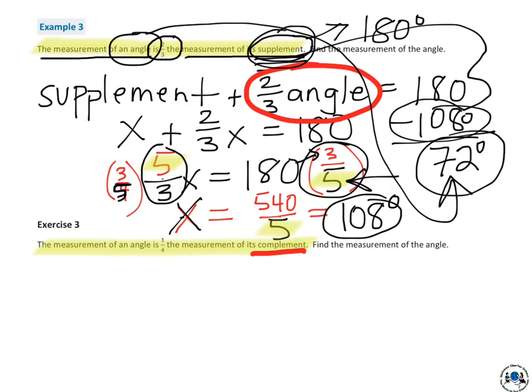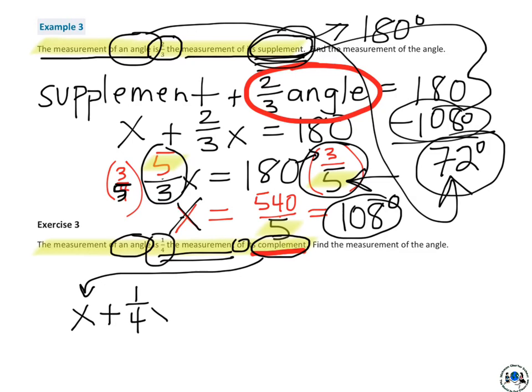Okay, so here we go. Let's look at a few key things here. I did that way too fast. I didn't mean to do all that so quickly, but let me go over it again. We're looking at the measurement of an angle. An angle is 1/4 the measurement of its complement. Because we're comparing to the complement, that complement is going to be our x, as you can see there. And then we're going to add 1/4 x because this angle is 1/4 of its measurement, and of course it's going to equal what?